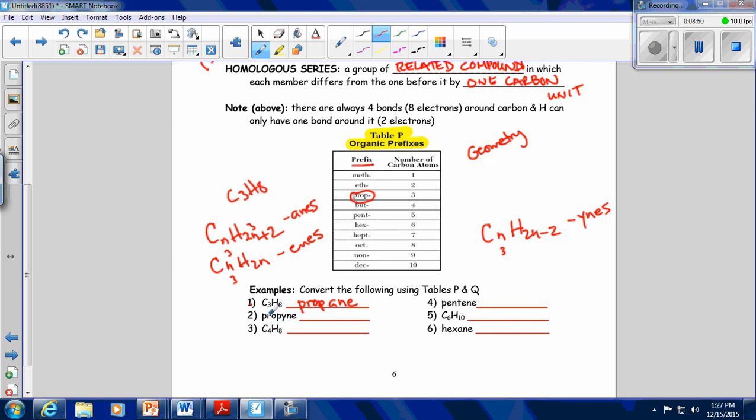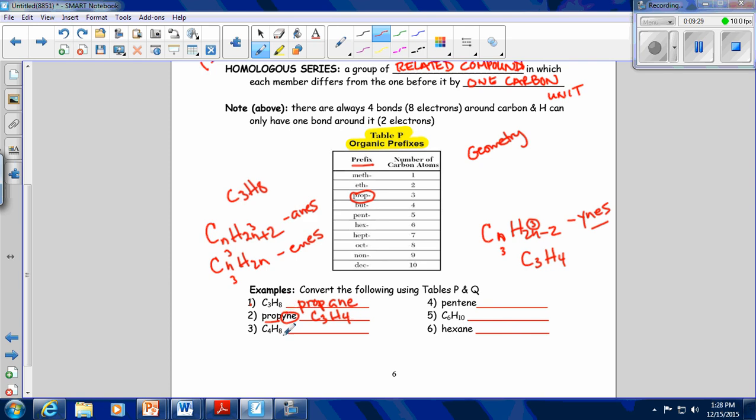All right, the next one, we've got prop again, so we know we're dealing with 3 carbons. This time we're going to write out the formula. But how many hydrogens are we going to have? Here's a dead giveaway, the YNE. That's this suffix right here. So if we plug 3 in for the n, we have C3. Plug a 3 in here as well. 2 times 3 is 6, minus 2 gives us 4 hydrogens. So that's the formula we want to write for problem number 2, propyne.